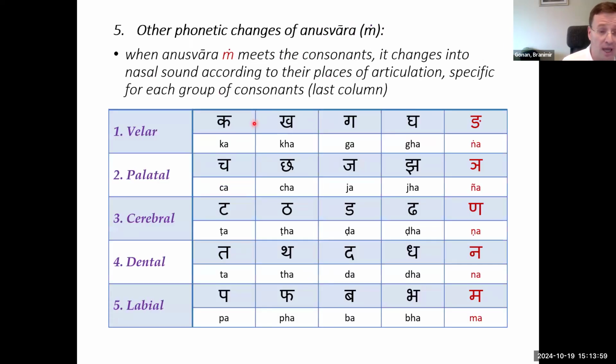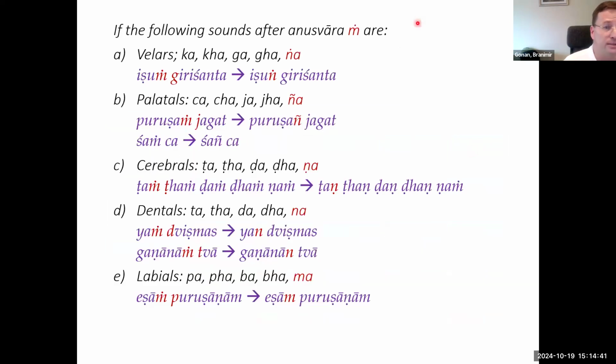Those phonetic changes which I'm going to describe now are the most common. And this is what I mentioned when I repeated these five groups of consonants based on the place of articulation. The last sound in each group is the nasal representation of the group, right? So the point is that when we have anusvara followed by some of the consonants from those five groups, it changes in a way to facilitate the articulation of the following word. We have these examples so that you can pick it up quite quickly. For example, we have ishum girishanta.